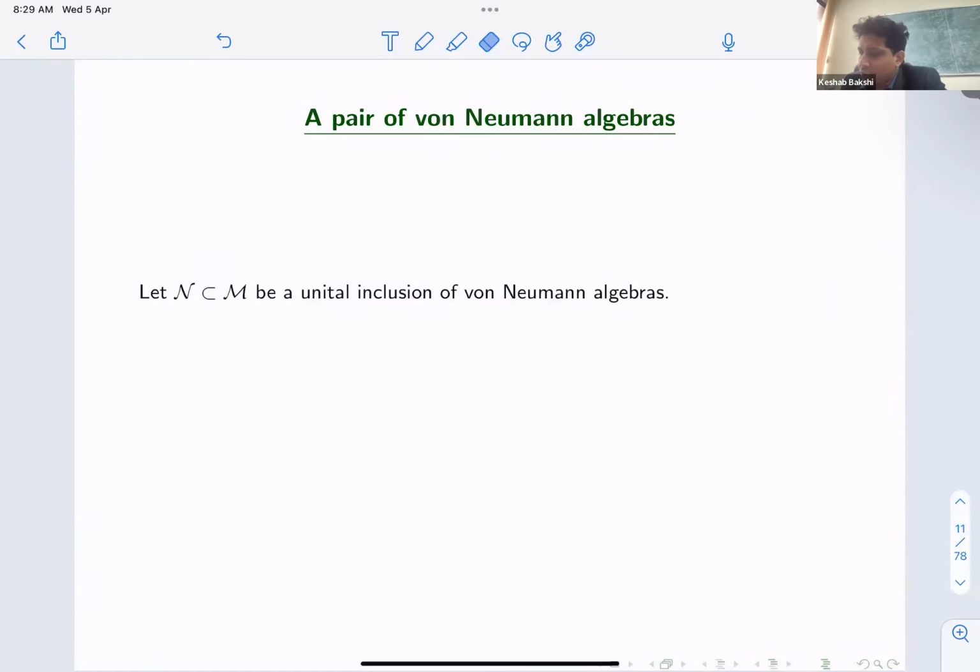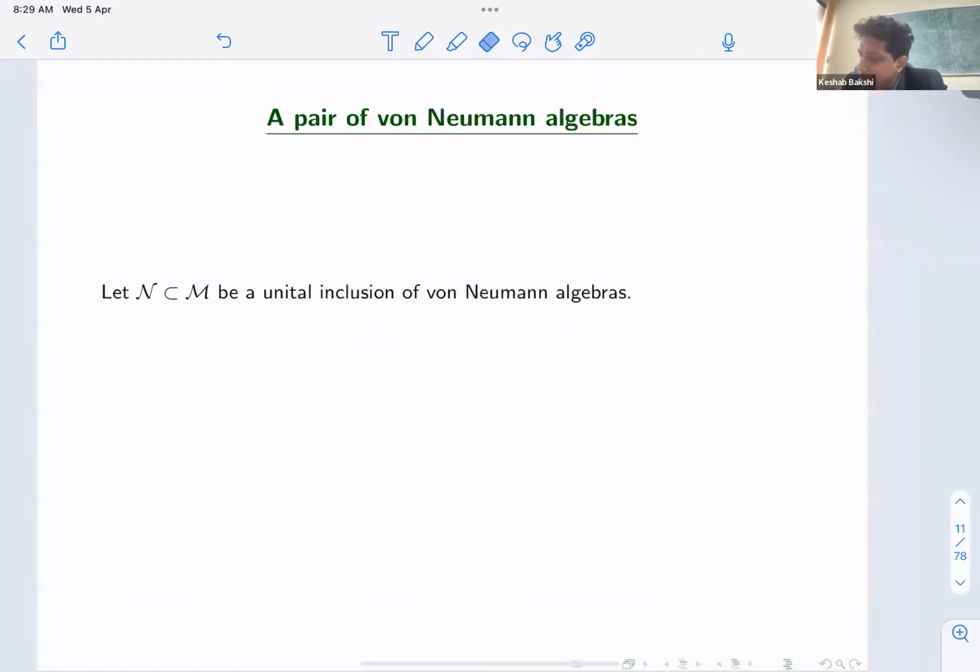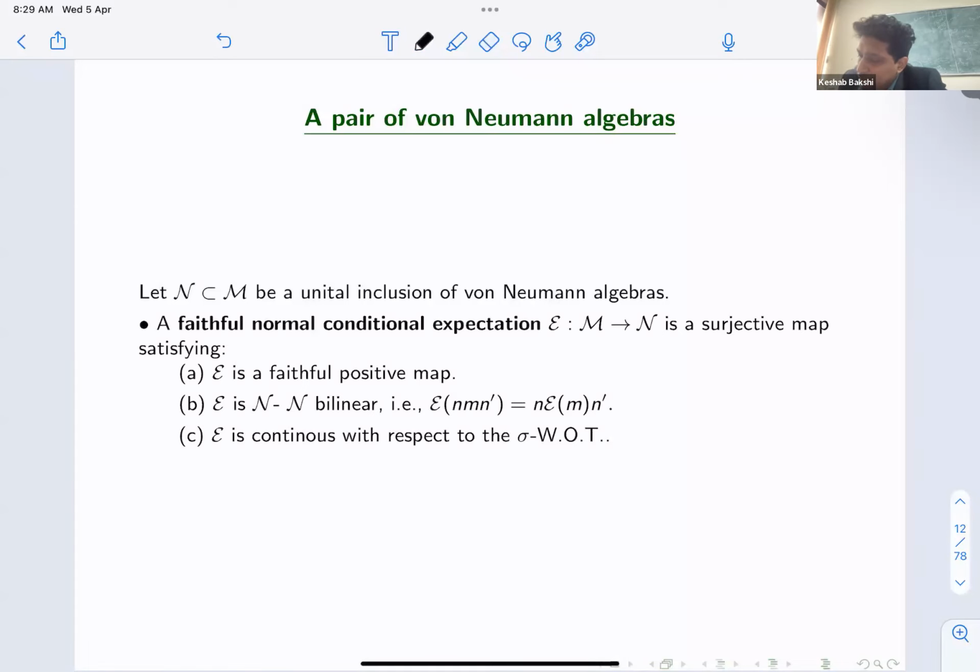Now, let us consider a pair of inclusions of such von Neumann algebras, N subset M. And there is, like the classical conditional expectation, where you have a probability space and a sub-sigma algebra, a notion of conditional expectation. Similarly, if you have a subalgebra, we have a notion of conditional expectation, which generalizes the classical conditional expectation. It is a norm one projection, and it is a bimodule map. So this is modeled on the conditional expectation from probability theory.